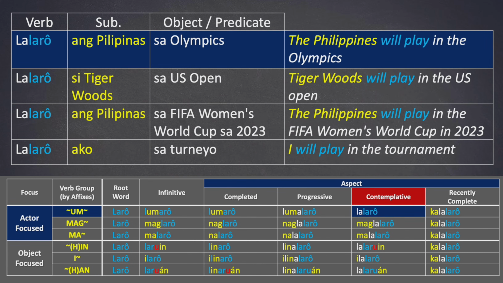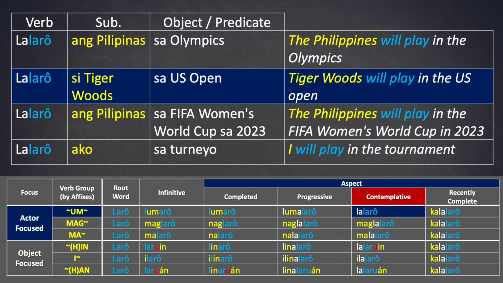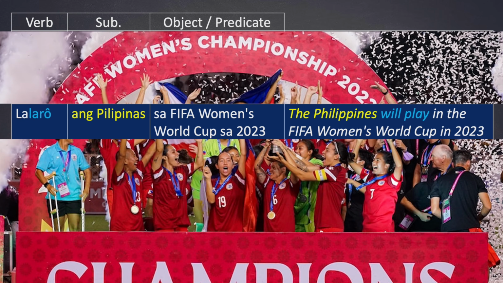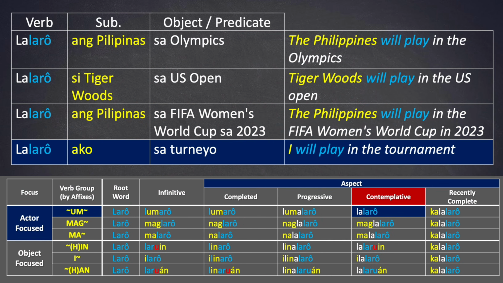Lalaro ang Pilipinas sa Olympics. The Philippines will play in the Olympics. Lalaro si Tiger Woods sa US Open. Tiger Woods will play in the US Open. Lalaro ang Pilipinas sa FIFA Women's World Cup sa 2023. The Philippines will play in the FIFA Women's World Cup in 2023. Lalaro ako sa torneo. I will play in the tournament.